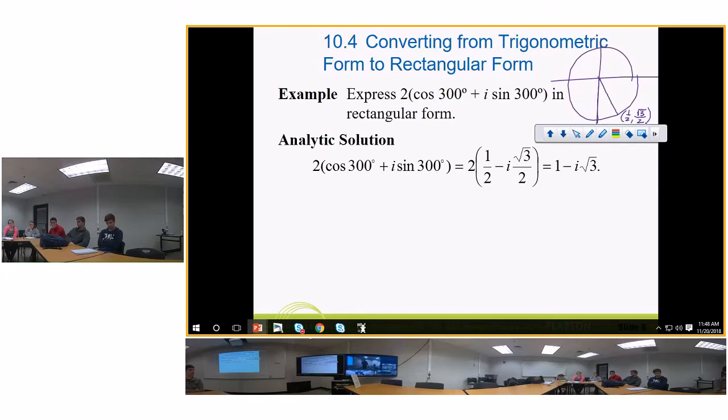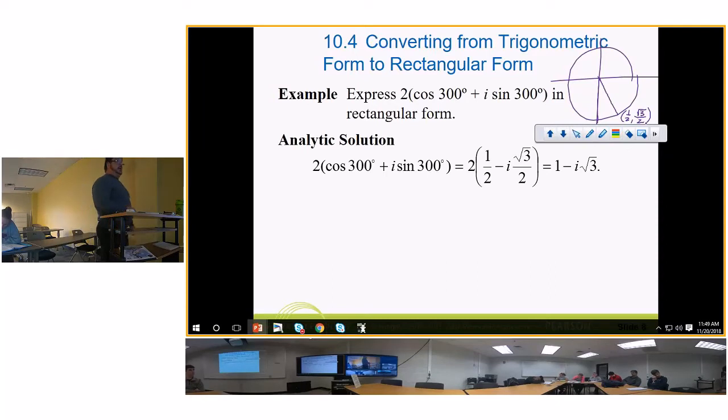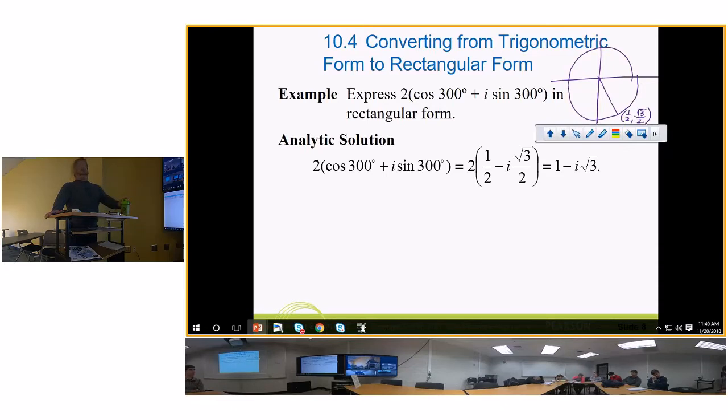Most of the time, it will be special angles. I'm not going to get up there and say on a test question, okay, let's say express 2 cosine of 32.5 plus i sine of 32.5. I'm not going to do that. You can do that in the calculator anyway.